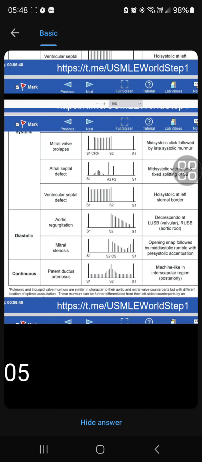Mitral stenosis: that's the opening snap followed by a mid-diastolic rumble with presystolic accentuation. Only one type is a continuous cardiac murmur, that is PDA. That's a machine-like murmur in the interscapular region posteriorly.